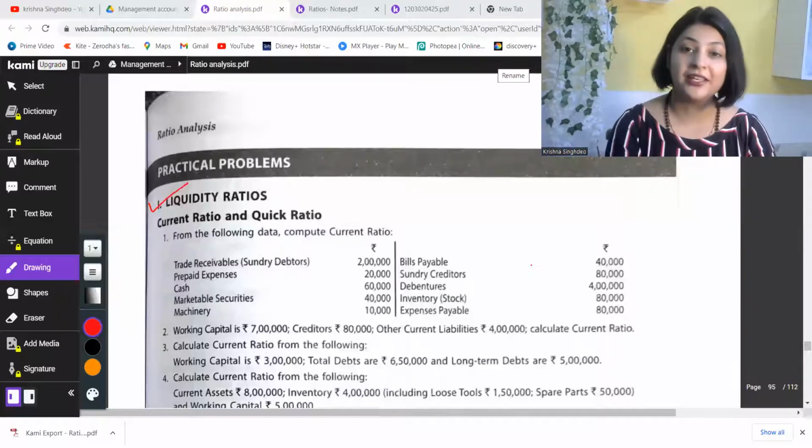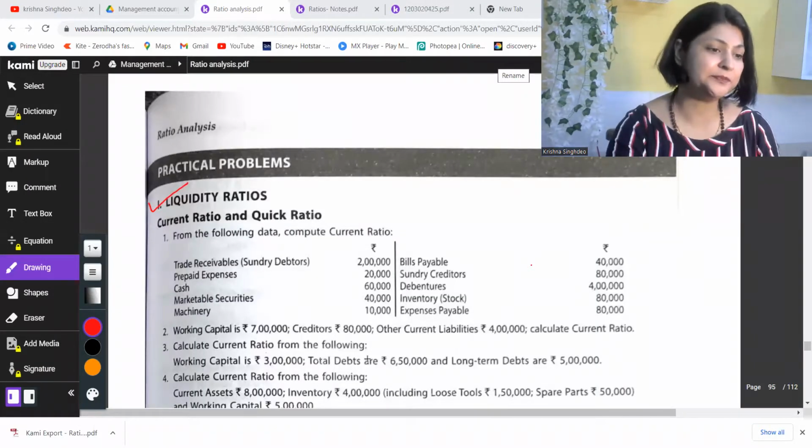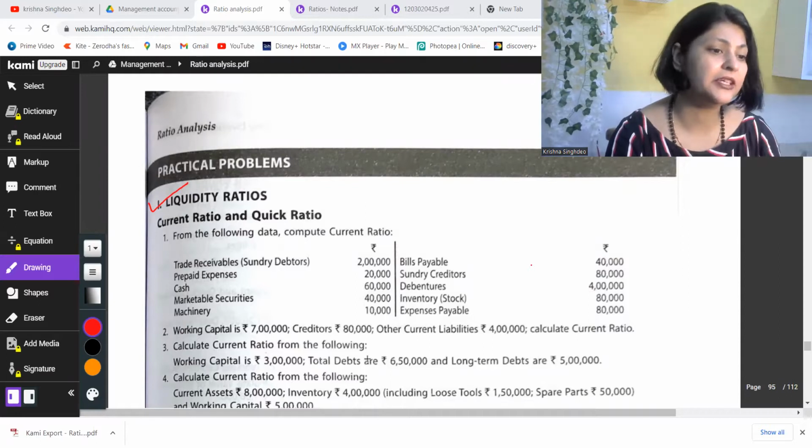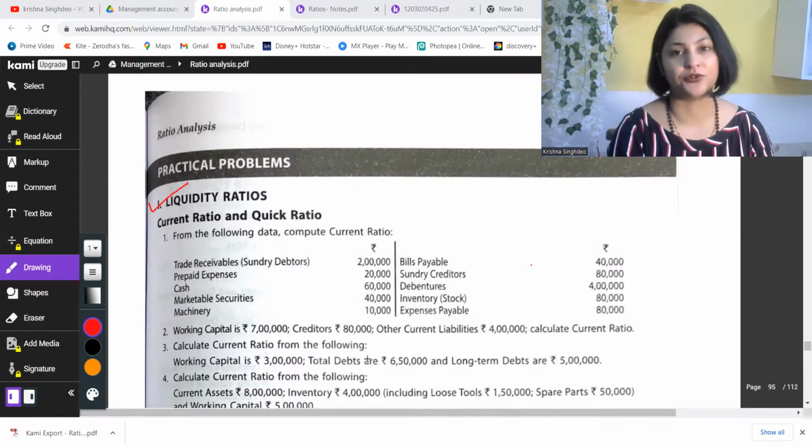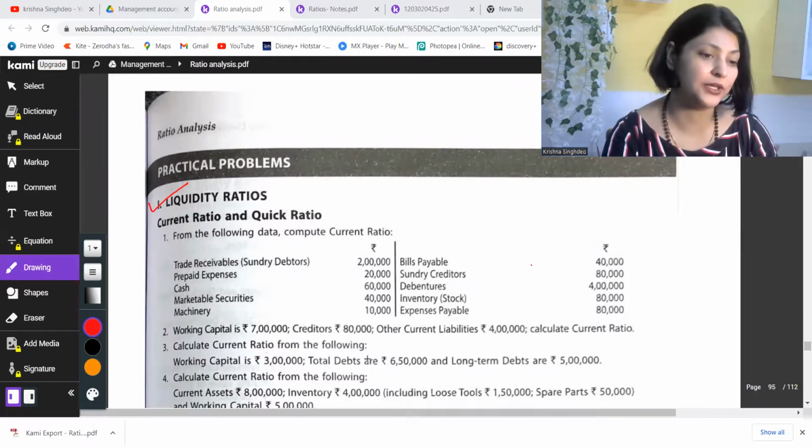So you can also refer to this video, and any other board can also refer to this book, because T.S. Grewal sir's book is one of the books which has been used for quite a number of years, and it is very good. Let's see. So here are the questions you can see. First of all, we have this current ratio and quick ratio under liquidity ratio. So let us start viewing the question.